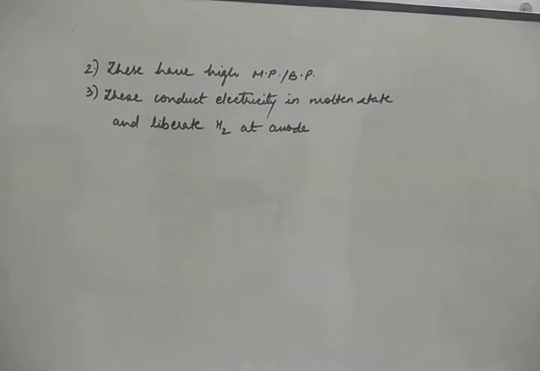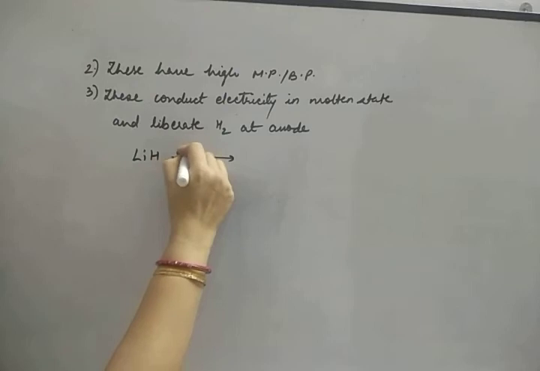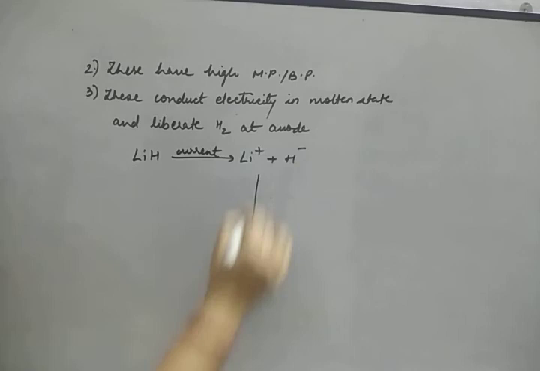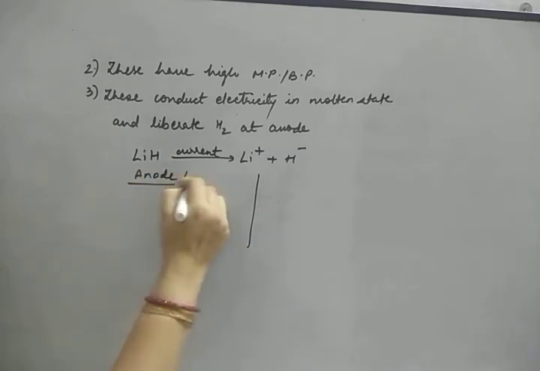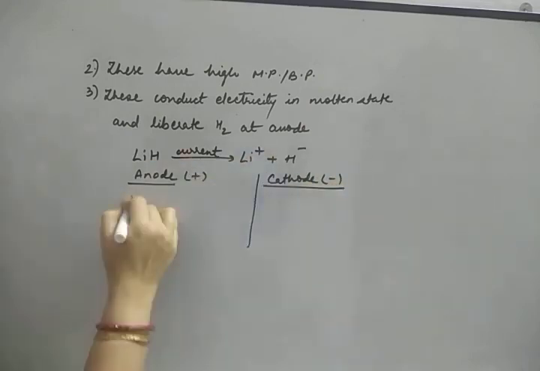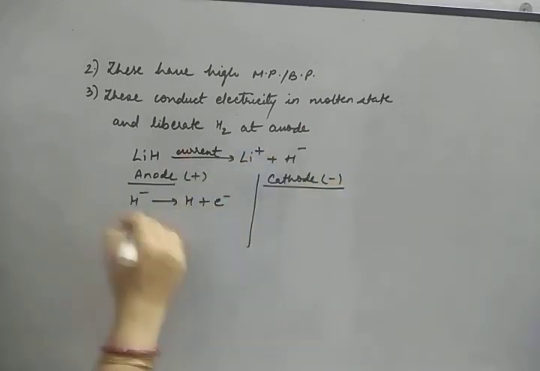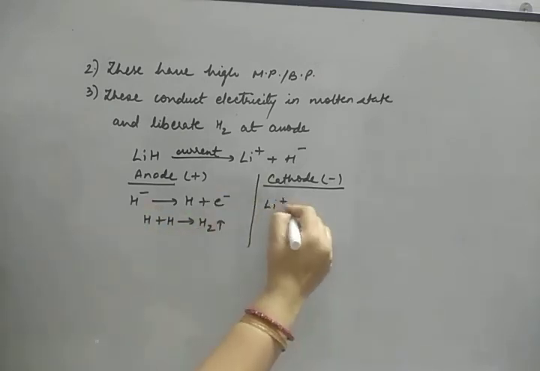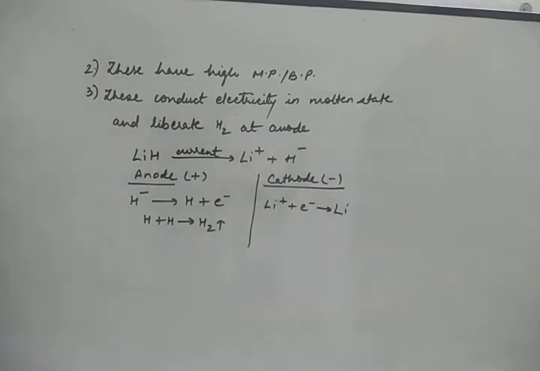The next is these conduct electricity in molten state and liberate hydrogen gas at anode. Suppose I am having LiH. Now when current is passed, what will happen? It will dissociate into Li+ and H-. Now we have anode which is positive and we have cathode which is negative. Now to the positive, H- will move. Okay, it will lose electron here and H will change to H2 gas. Likewise, at cathode reduction occurs and lithium is deposited. Okay, so because they dissociate into ions, in the molten state they conduct electricity.